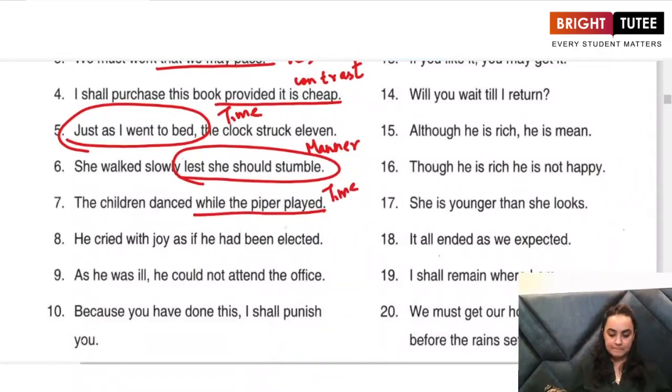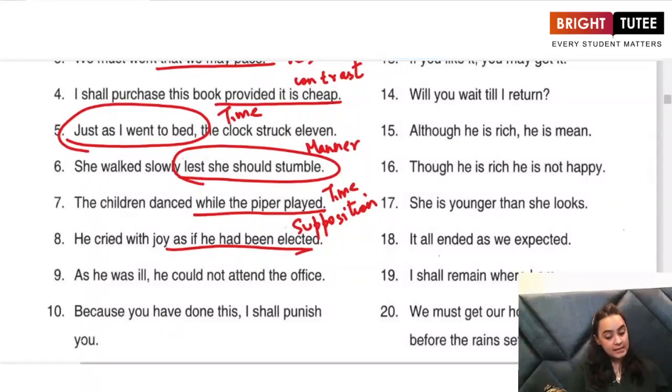He cried with joy as if he had been elected. So he cried with joy. Why did he cry, or what was the supposition? You can actually assume here. He was supposing that he had been elected. That is why he started crying.